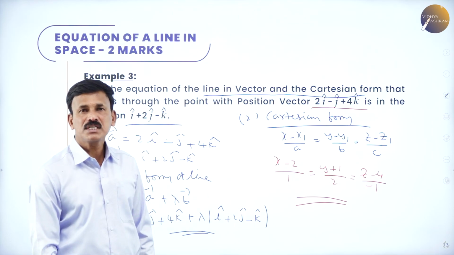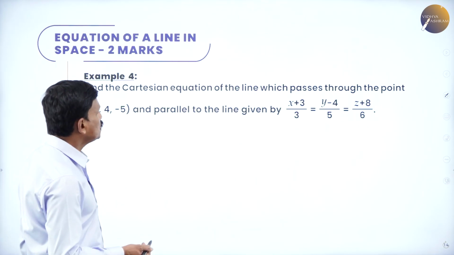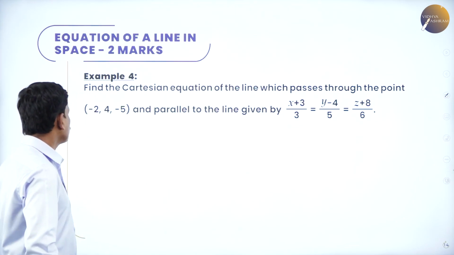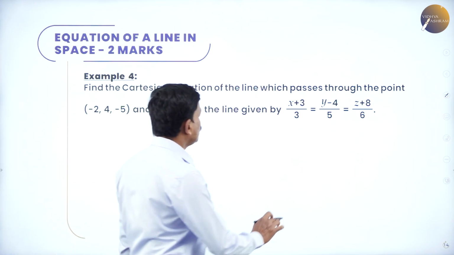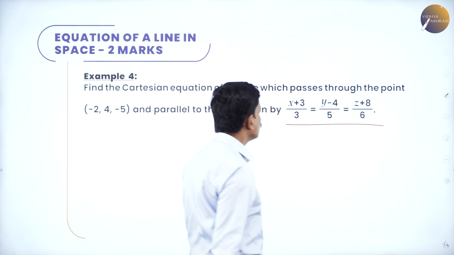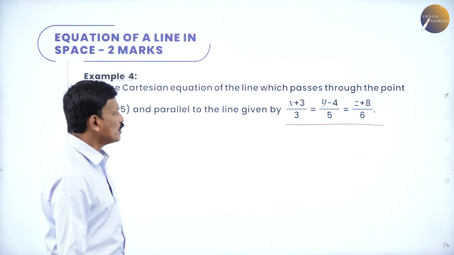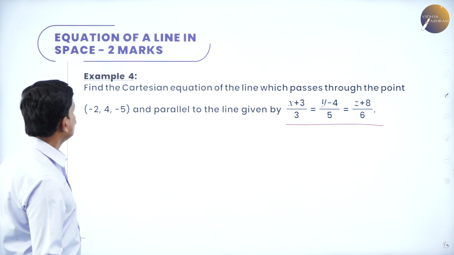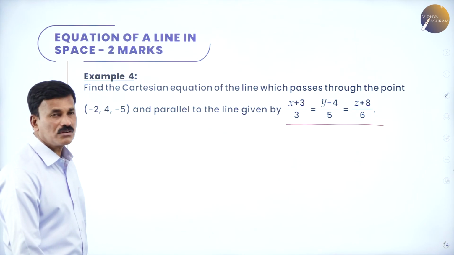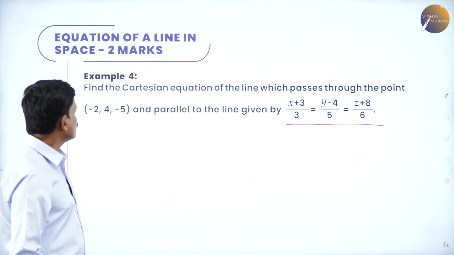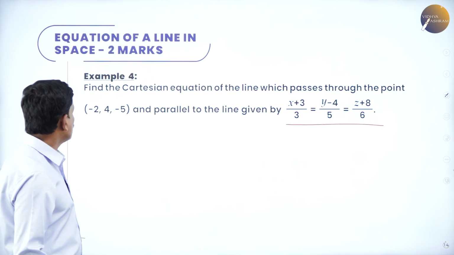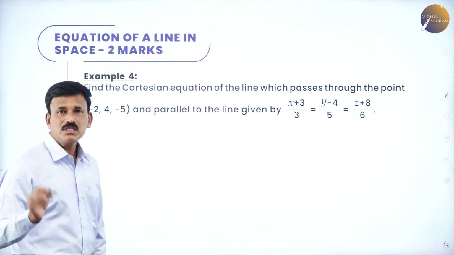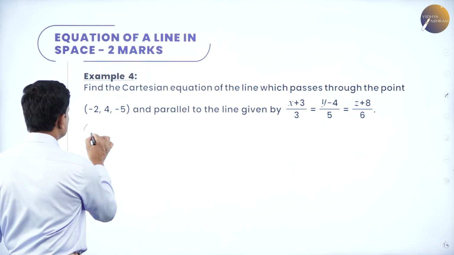Okay. Now let us come to the next problem. Find the Cartesian equation of the line which passes through the point minus 2, 4, 5 and is parallel to the given line: x plus 3 by 3, y minus 4 by 5 is equal to z plus 8 by 6. So we have to find the Cartesian equation of the line which passes through the point minus 2, 4, 5 and is parallel to the given line. Okay. Now listen to me. What is given?